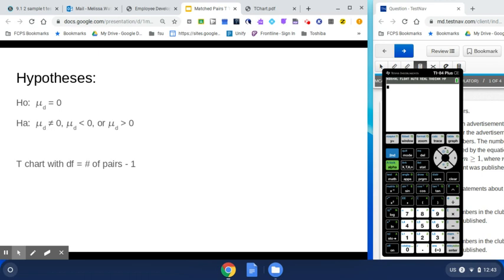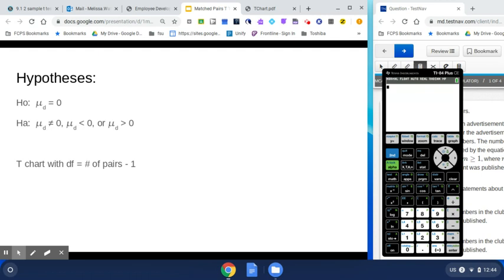And then the alternative hypothesis is there is a difference between the before and after readings. So do we think it's just not equal to 0? Do we think that the difference is decreasing, causing it to go down? Do we think the difference is increasing, in other words, causing it to go up? So we would use mu sub d not equal to 0, mu sub d less than 0 if we think it's decreasing, and mu sub d greater than 0 if we think that it's increasing.